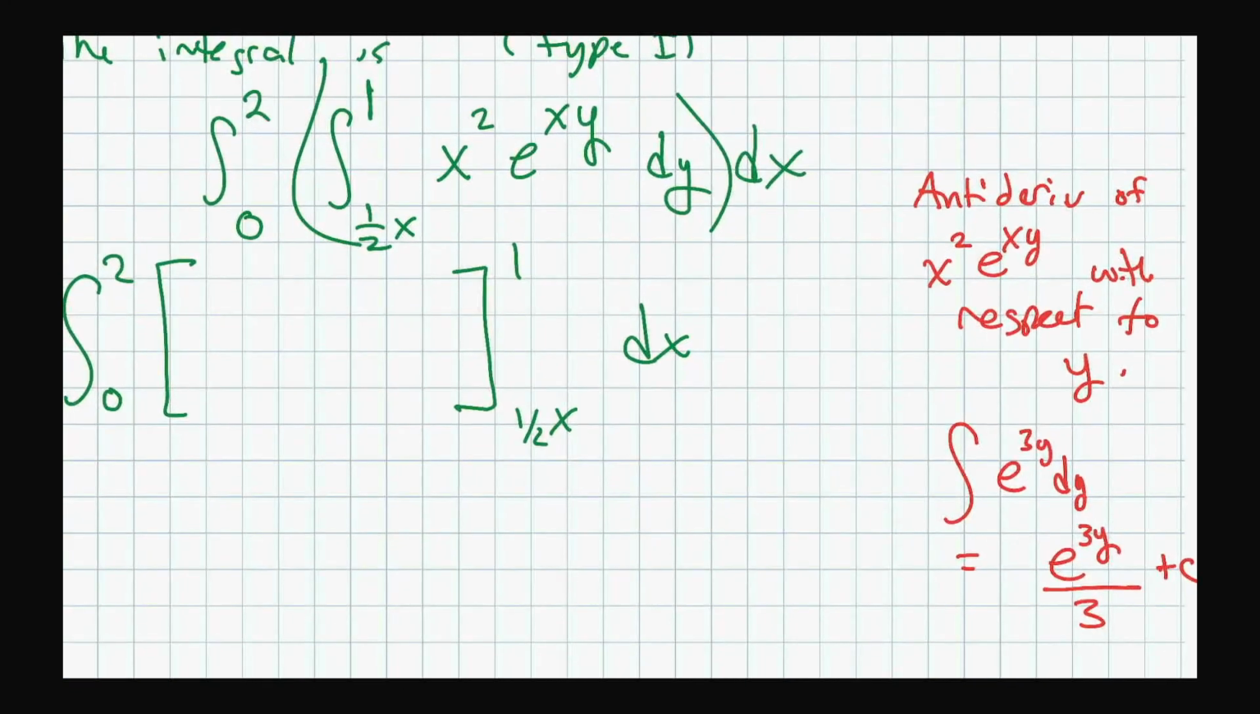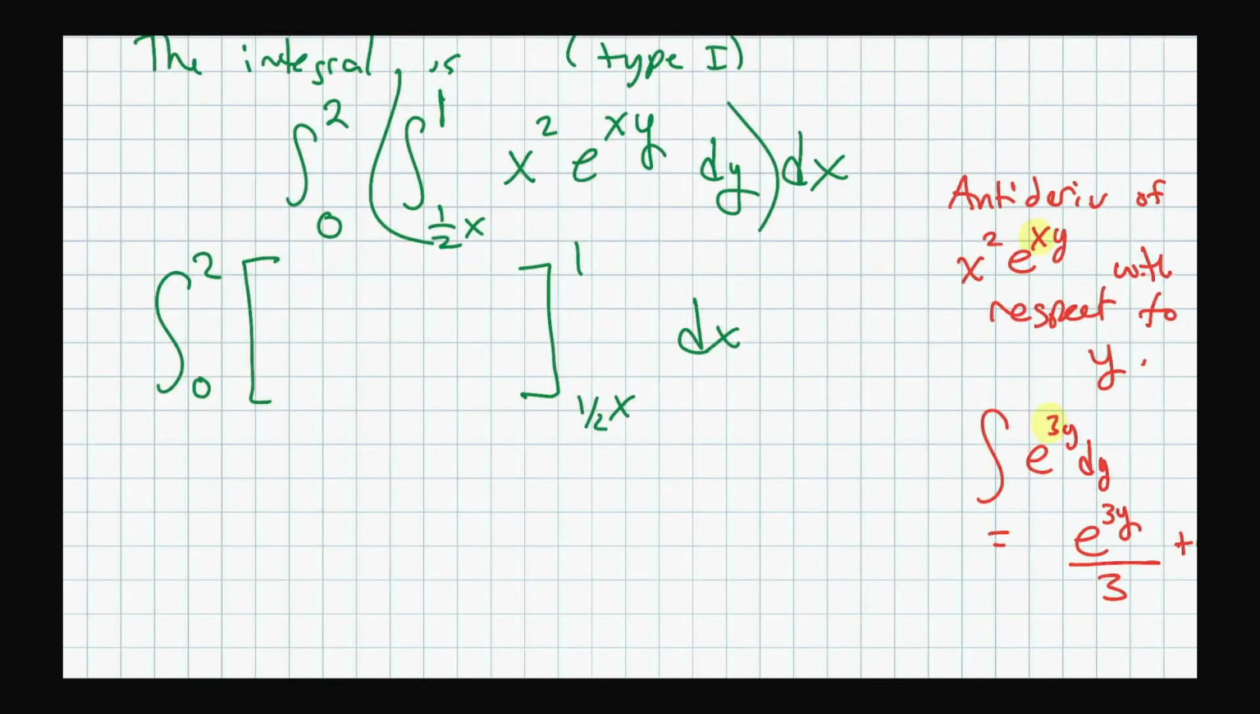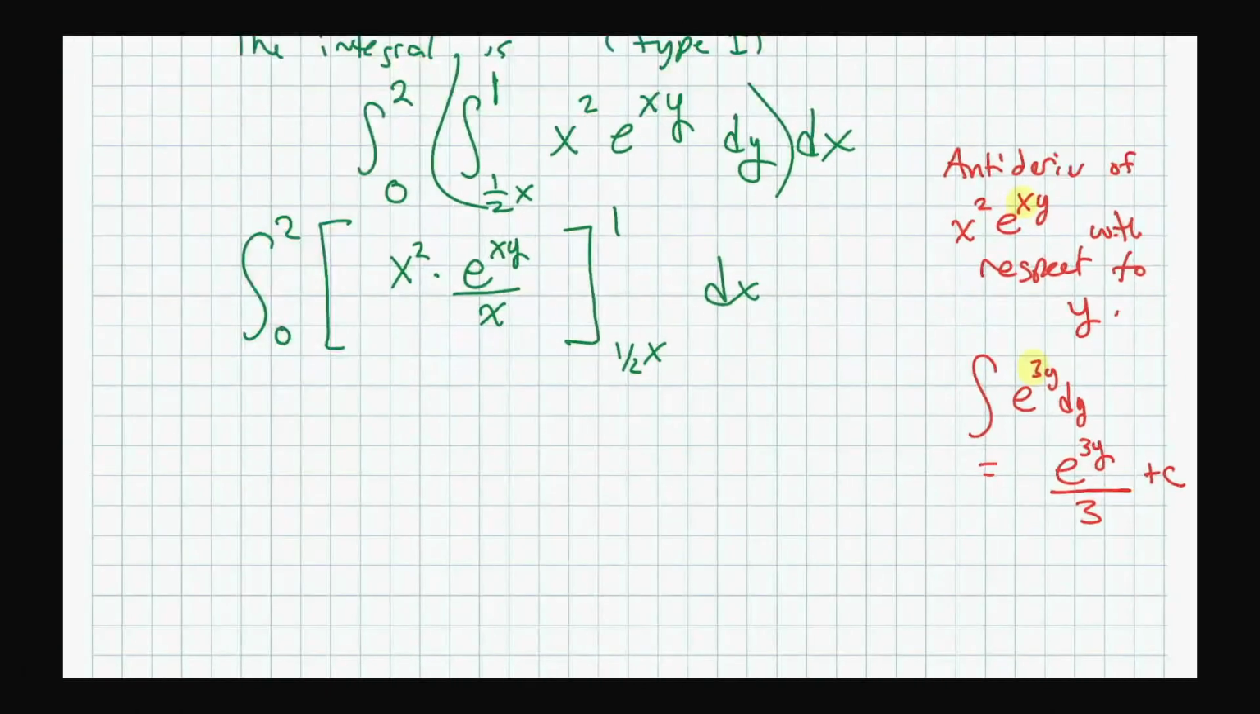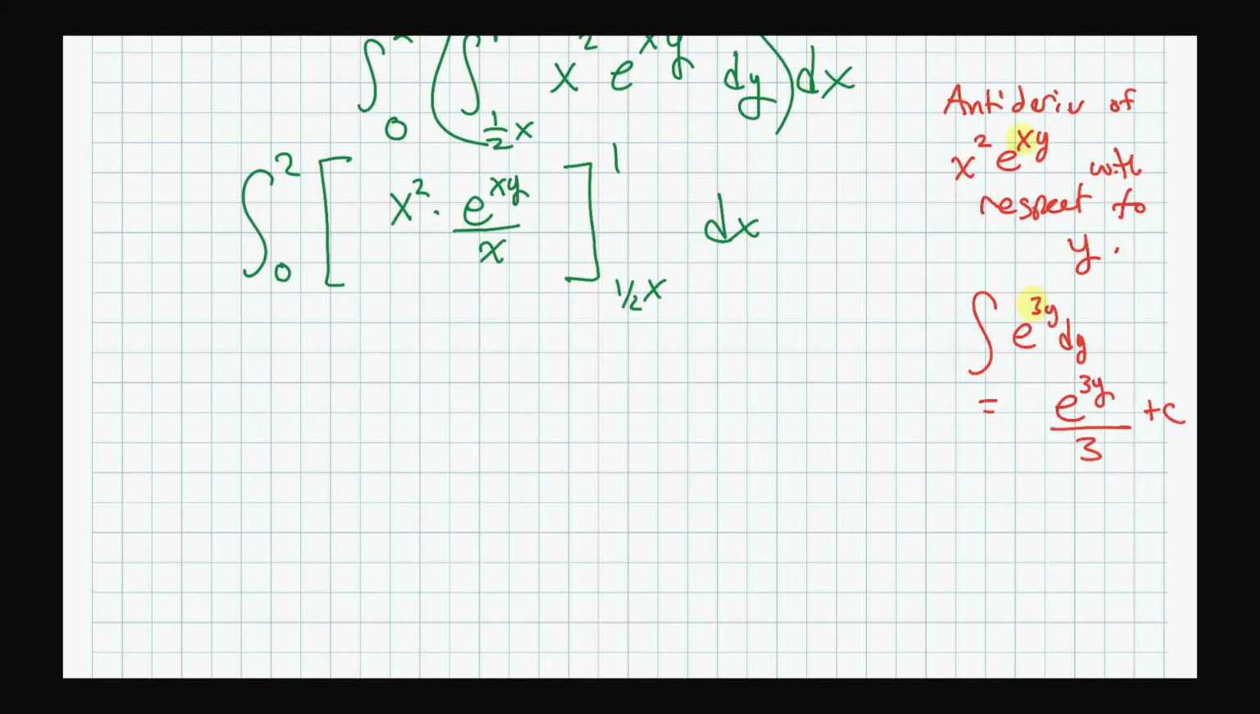Well, the reason I'm mentioning that is because you're treating this x just like this 3, right? X is a constant. So when you go to do this antiderivative, it might seem weird, but you have this x squared, and then the antiderivative of e to the xy is going to be e to the xy over x, because you're treating x as if it's a constant. Okay, so that's a weird thing, but we did that.